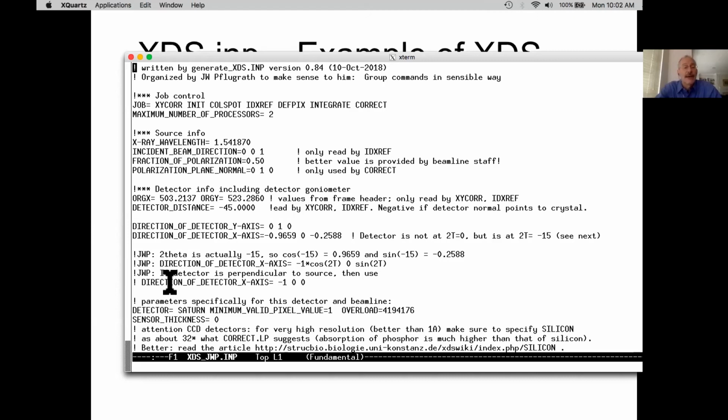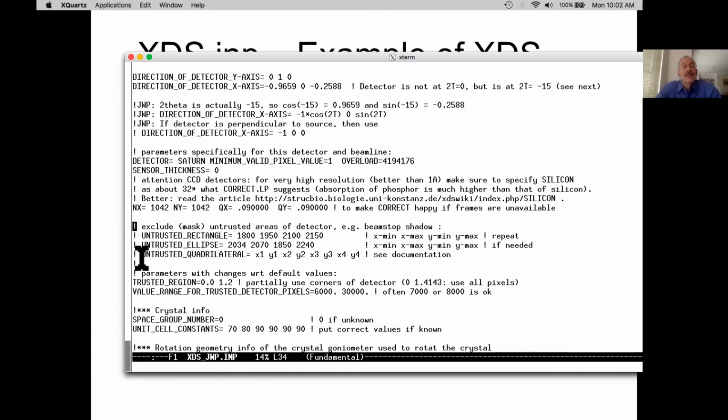Okay? Those are the properties of the experimental apparatus. And then we look at the parameters for this detector and beamline. This is mostly this detector. It's a Saturn 944 Plus, I believe. The sensor thickness, a few other things, where the trusted region is or where there are bad regions.